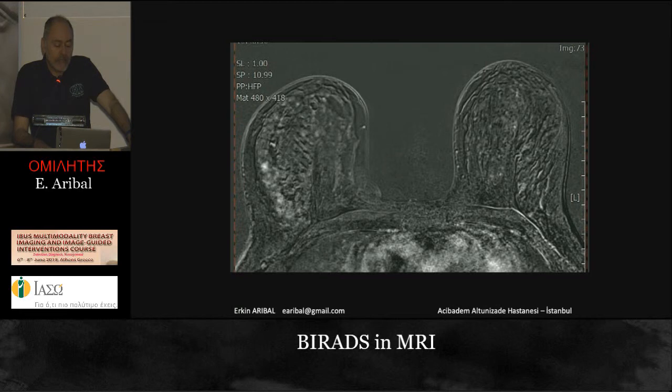And this looks like non-mass enhancement, but it's asymmetrical and doesn't have any form. You cannot categorize it with any of the non-mass enhancement terminology. So it is benign changes: due to benign changes, it's asymmetrical contrast enhancement of the background.